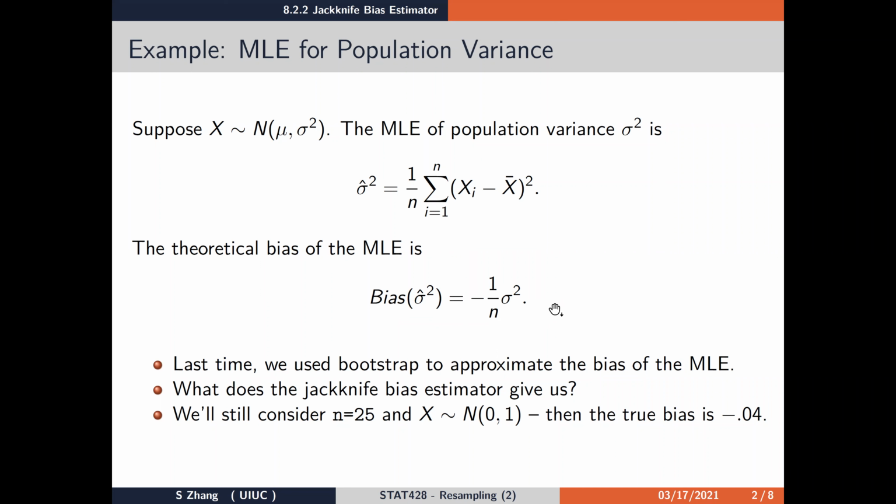Last time, we used Bootstrap to approximate the bias of the MLE. So this time our question is, how can we implement this using Jackknife? And what does the Jackknife bias estimator give us? Just like last time, we'll still consider a sample size of 25, and without loss of generality, assume X follows the standard normal distribution with mean 0 and choose sigma squared equals 1. Under this setting, we can plug in the n and sigma squared here, and we can see that the true bias of our MLE is negative 0.04.